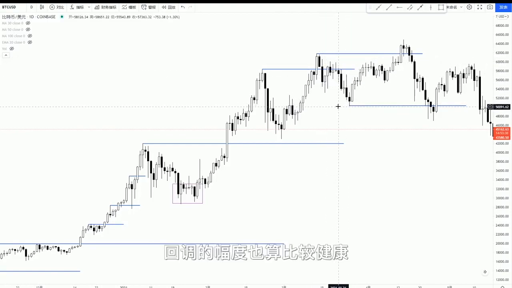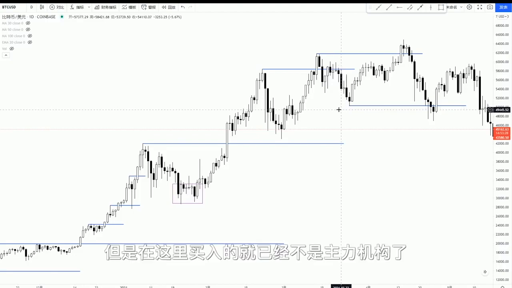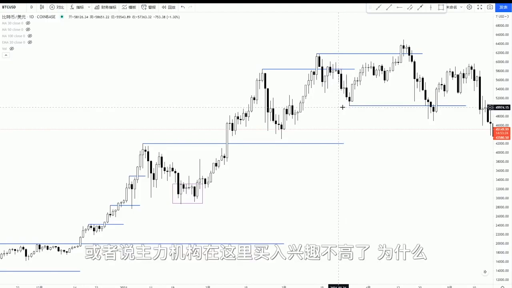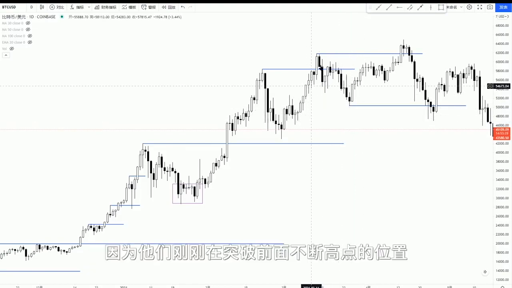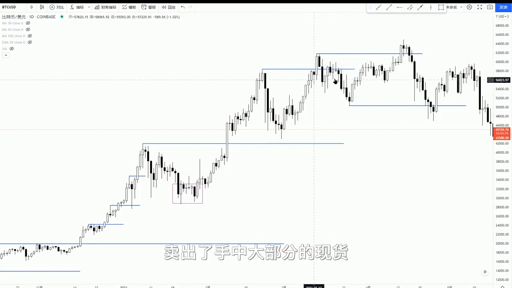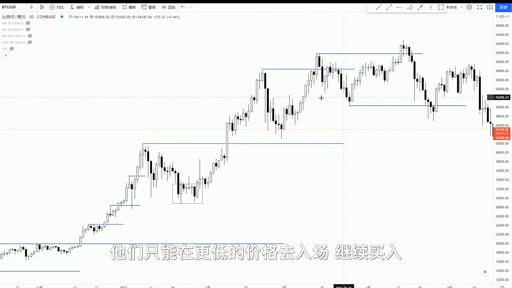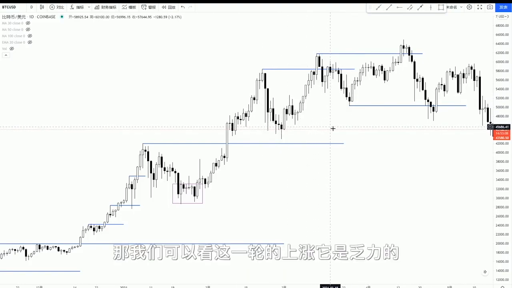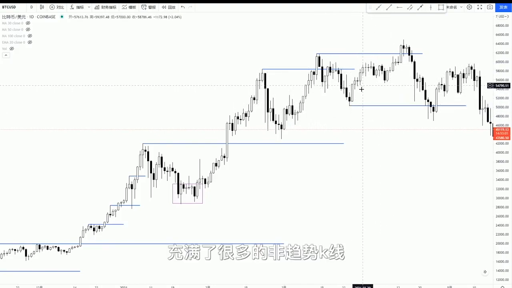Or the main institution here to buy, interest is not high. Why? Because they had just sold out of their previous high, most of the spot, they had to come in and buy more at lower prices. So if we look at this rally, it's anemic, it's filled with a lot of non-trend K-lines, like the cross star or the short trend K-line, which is also a sign that bulls are no longer actively participating, and the breakout from this rally is still a failure.